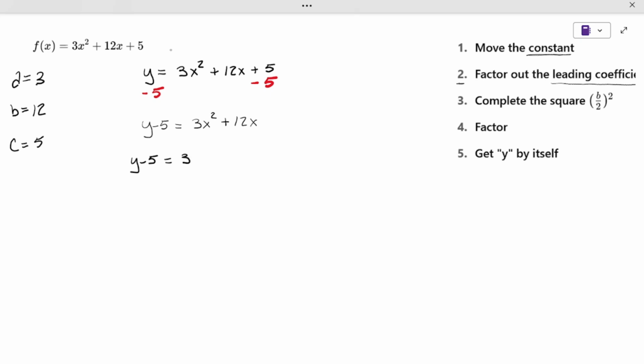What's important to note here, you're not taking out the greatest common factor. You're not taking out 3x. You're just taking out the 3. It took me a while to get used to that as well, but it's just something you're going to have to memorize. So 3 times x squared. And because we're taking out the 3, this 12 is actually going to become 4x.